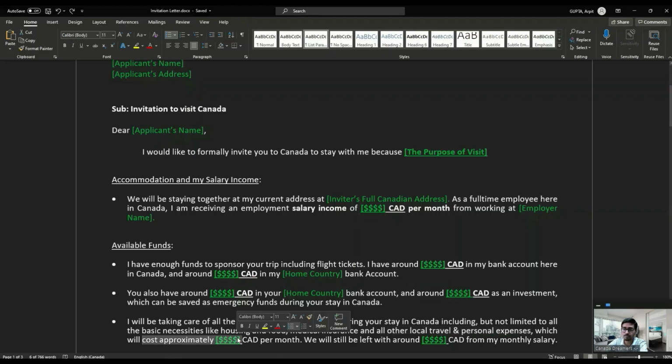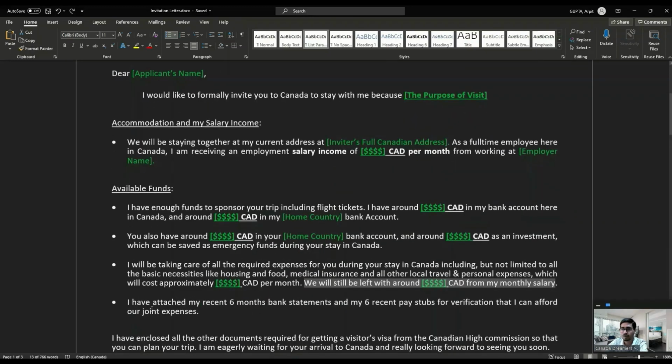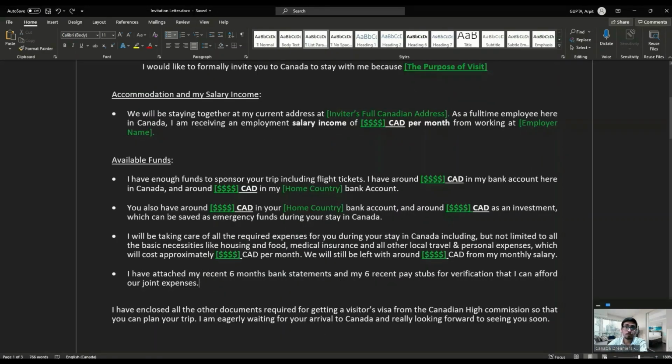Which will cost approximately this much dollar per month, and we will still be left with this much dollar from my monthly salary. I have attached my recent 6 months bank statement and 6 recent pay stubs for verification that I can afford our joint expenses. So be clear in your invitation letter about who will bear the expenses of your travel.